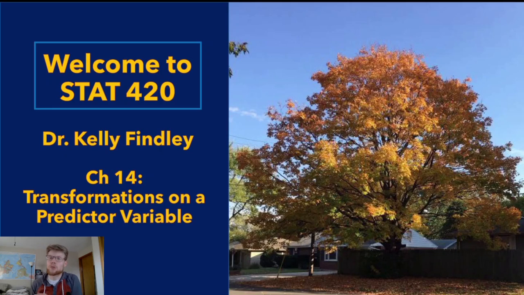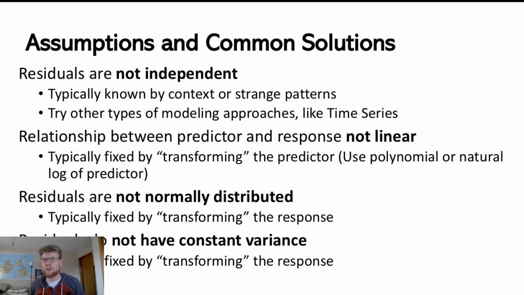There are really two categories of transformations that we can do. One is a transformation on one of our predictor variables. The other is a transformation on the actual response variable. The reason that we consider transforming a variable in our model is when we might have an assumption violation otherwise.